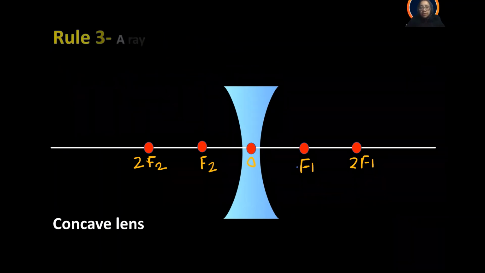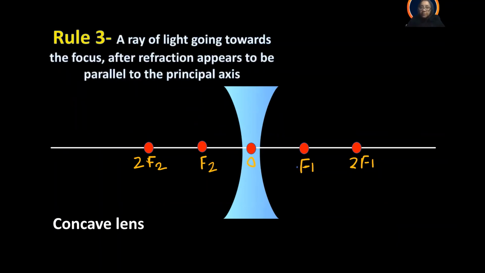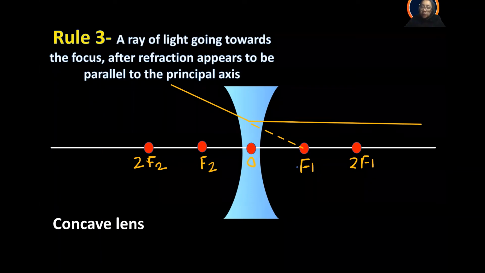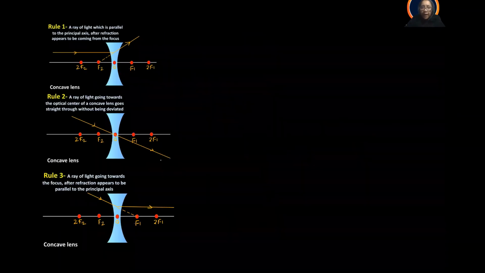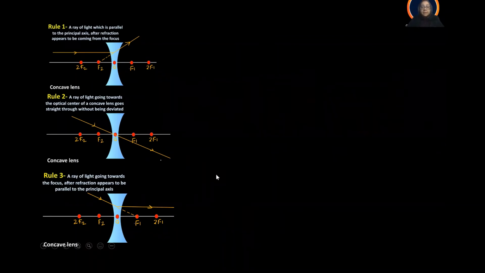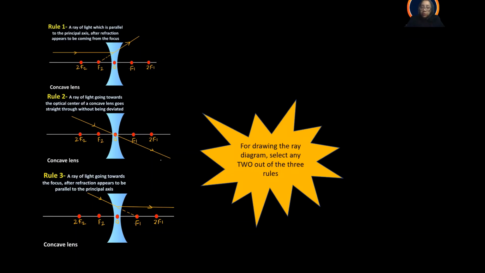Now the third rule states that the ray of light going towards the focus, so which is going towards the first focus, appears to be parallel to the principal axis after refraction. Okay, so these are the three rules for the concave lens, and similar to the convex lens, we will only choose 2 out of 3 rules because 2 rays are enough to form an image.